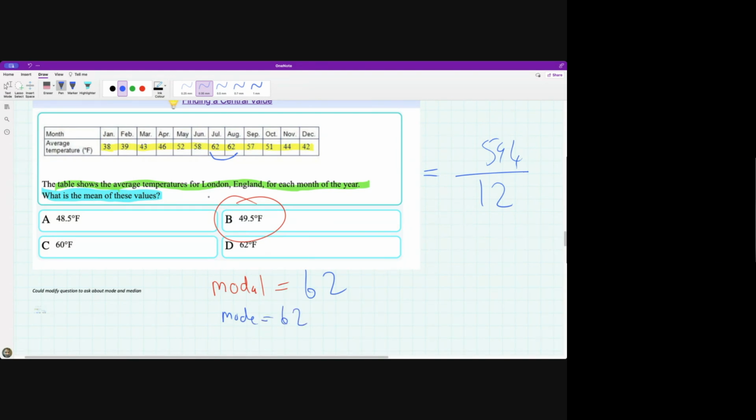If I had to find, this is such a good question. Okay, let's do it. I want to find the median month for this, and the temperature in the median month. What am I going to have to do first to get the median temperature for the months? Why is it more work than the other ones in this situation? Tell me in the chat why there's extra work if I want to find the median.